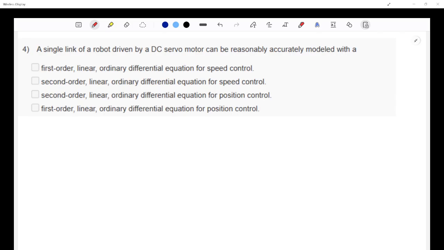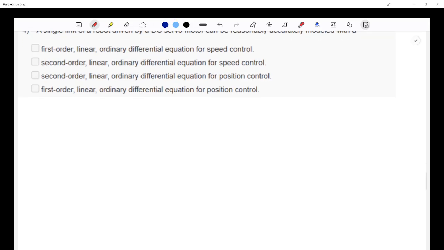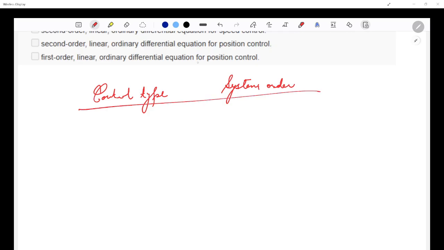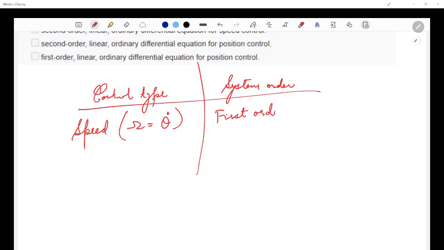Okay, so if the same system behaves differently depending on what you control, and that you've already seen. So control type and system order. If my control is speed, that means I want to control omega, then my system is first order. Okay, if I want to control the position, which is theta, then it is second order.